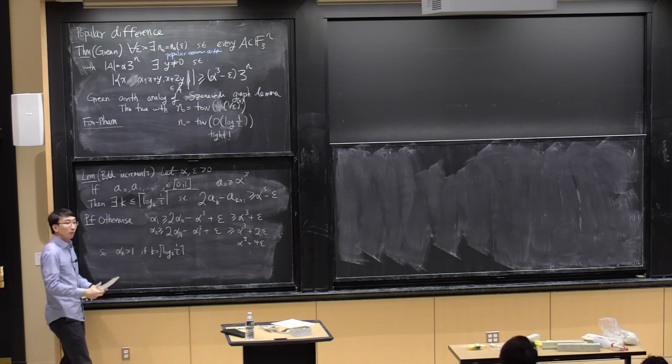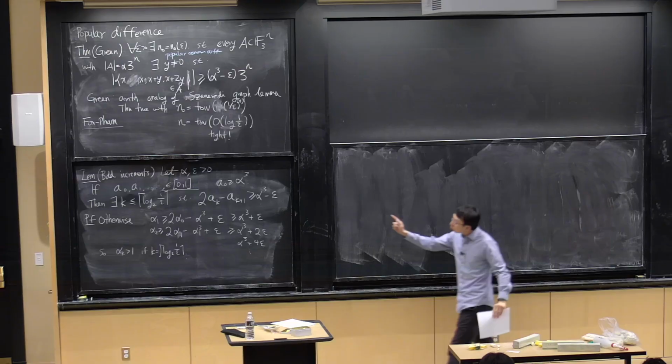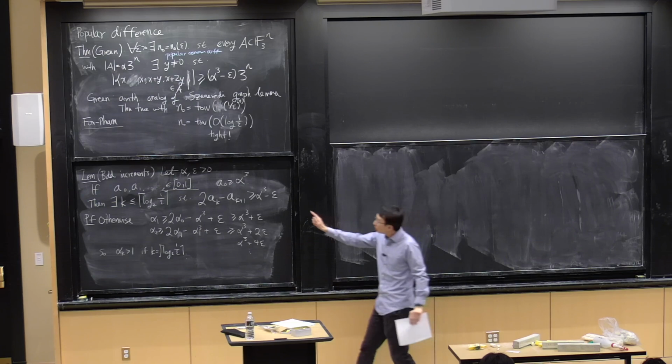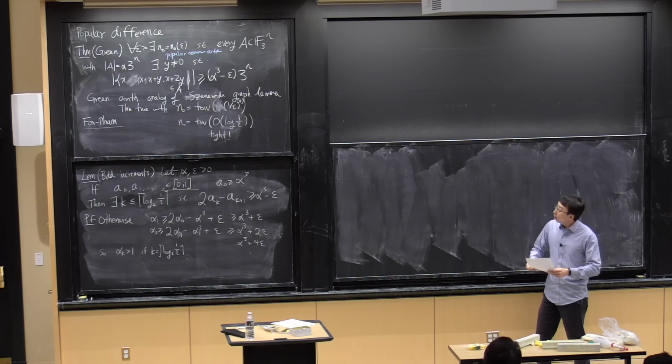This is a small variation on the fact that you cannot increment too many times if each time you go up by a bit. Whereas here we save a little bit, because the number of iterations is now logarithmic, since you double the epsilon each time. All right.